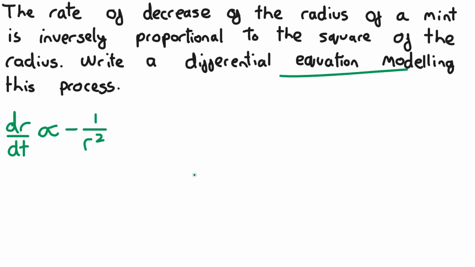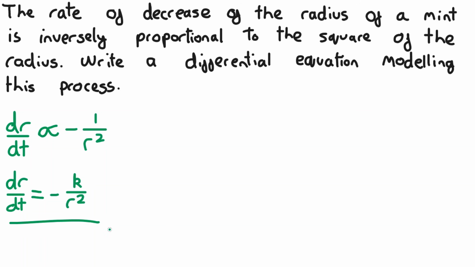And to write this as an equation, we just replace the proportional alpha sign with an equals and a k like this, so the k goes in the numerator like this here. So dr over dt is equal to minus k over r squared.